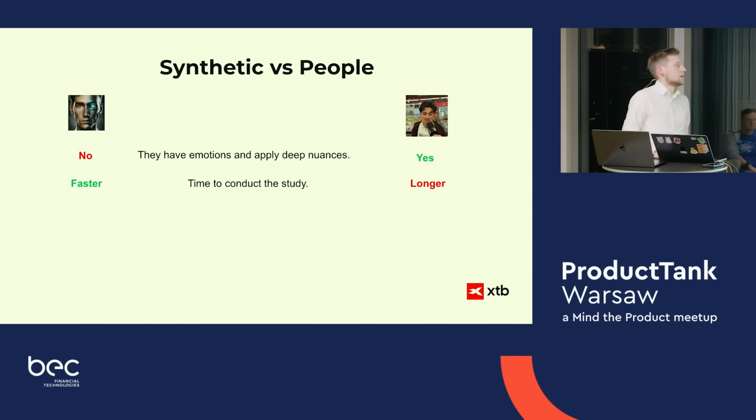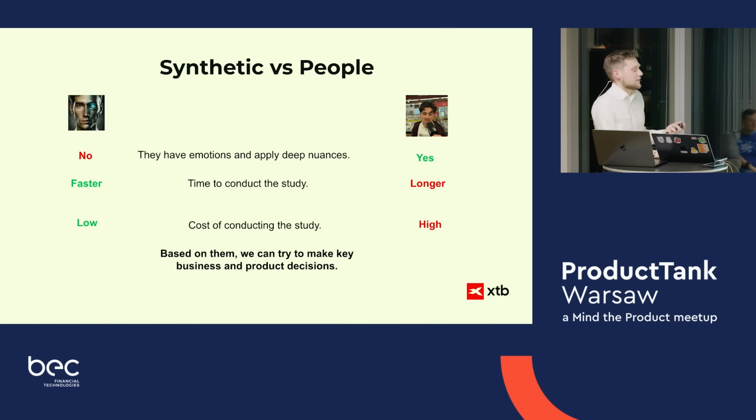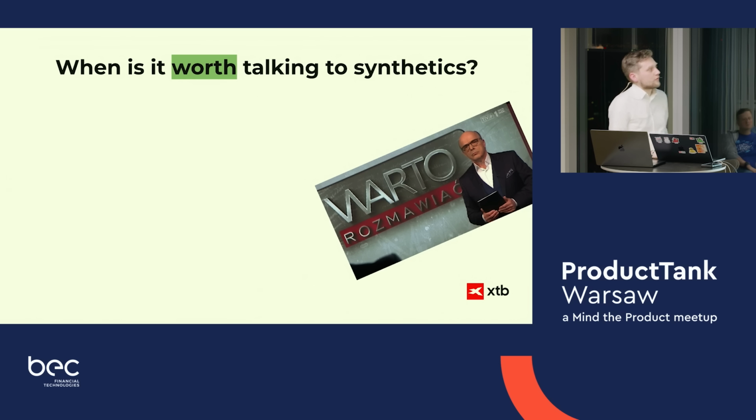Point for synthetic personas. Obviously, it's faster than conducting traditional UX research. And also regarding the cost of the study, the cost with synthetic personas is lower than with real people. But can we try to make key business and product decisions based on the synthetic personas? I think no, but based on users' perspective and their behavior, yeah. So when is it worth talking to synthetics?